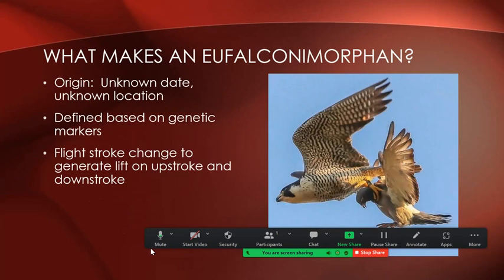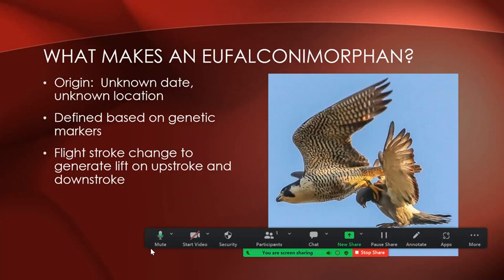Physically, they have a single trait that links all the Eufalconimorphs, and that is the ability to generate lift on the upstroke as well as the downstroke of the wing. Other birds are only generating lift when they bring their wings down. Eufalconimorphs can generate lift when they bring their wings up, and therefore the finest flyers in the entire world of birds are generally Eufalconimorphs. They're able to fly more efficiently and also faster.